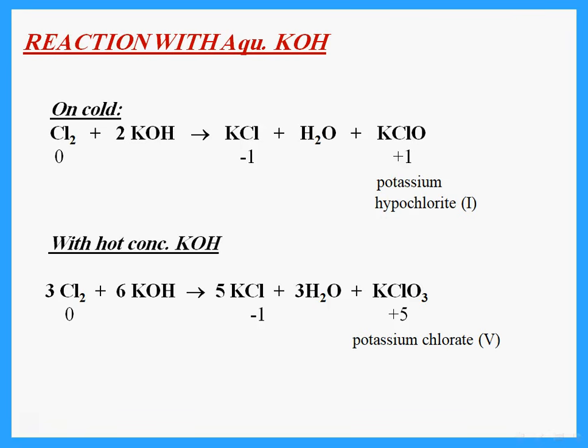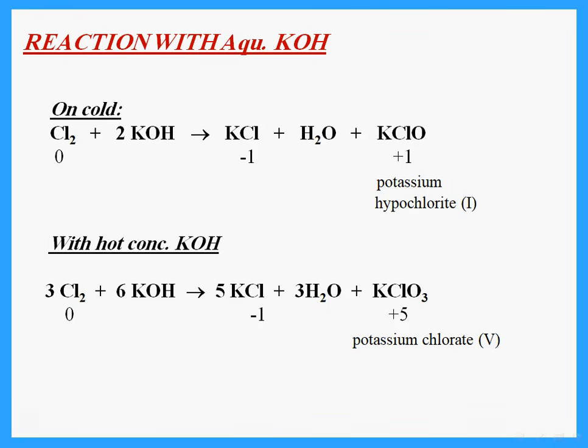Reaction with aqueous potassium hydroxide, and remember that this is the same as reaction with aqueous sodium hydroxide. So they could be telling you that we're reacting chlorine, for example, with potassium hydroxide, cold or hot concentrated. In both cases, they give different results. Now, when we're reacting chlorine with potassium hydroxide cold, it will form potassium chloride, potassium hypochlorite, and water. So KCl and KClO.